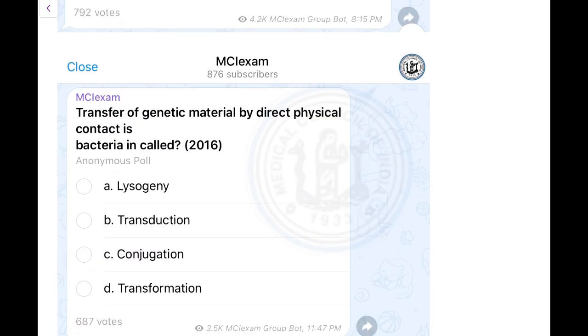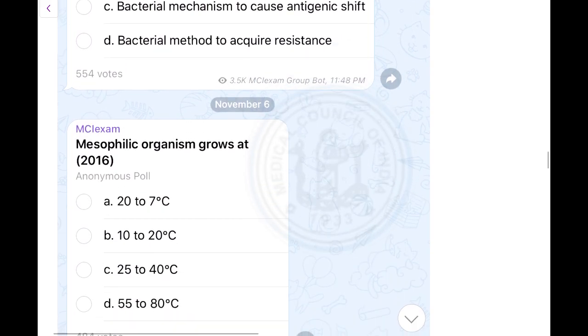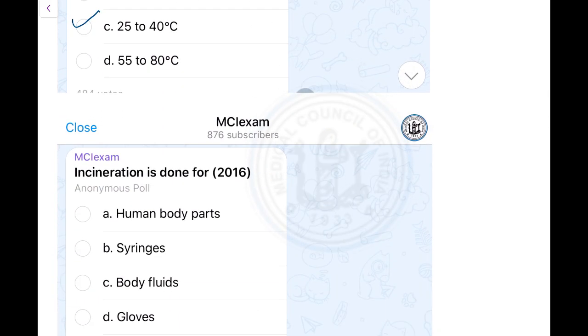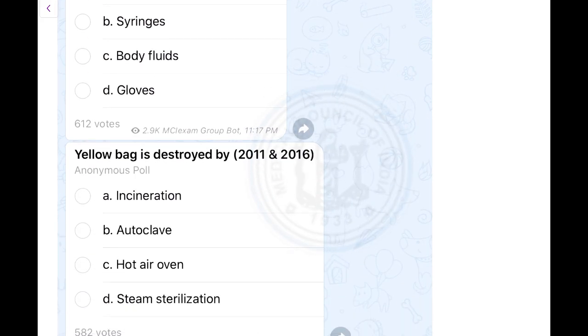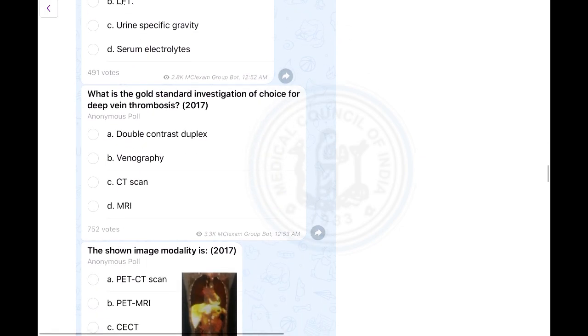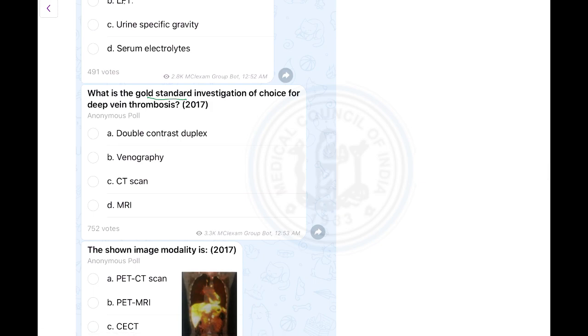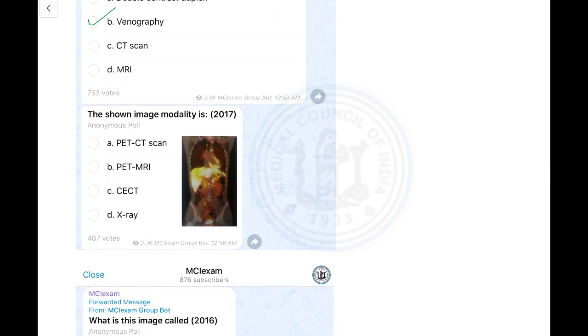Transfer of genetic material by direct physical contact in bacteria is called conjugation. Lysogenic conversion is integration of phage nucleic acid into host bacterial genome. Mesophilic organism grows at 25 to 40 degrees centigrade. Incineration is done for human body parts. Yellow bag is destroyed by incineration. Which of the following investigations must be performed before giving contrast to the patient? KFT. What is the gold standard investigation of choice for deep vein thrombosis? Venography. The shown image modality is PET CT scan.